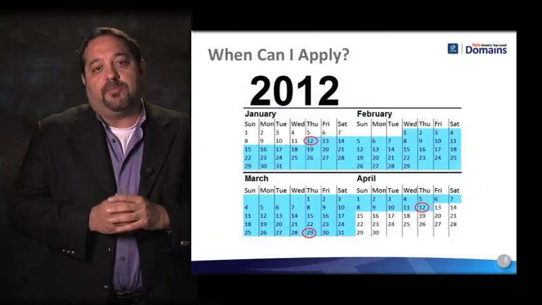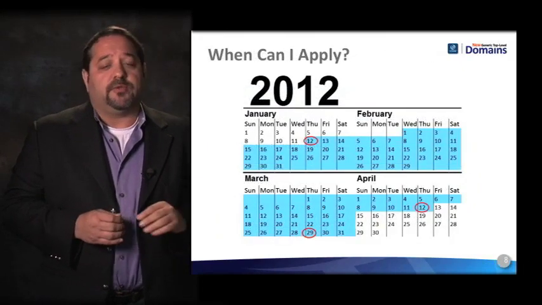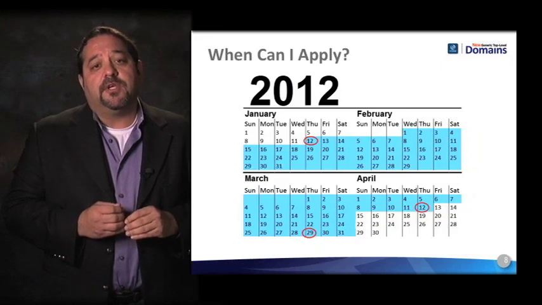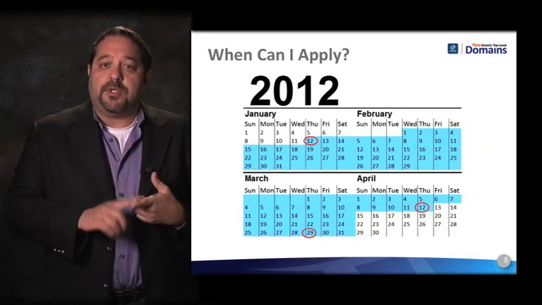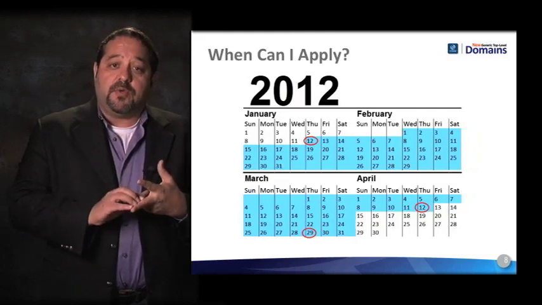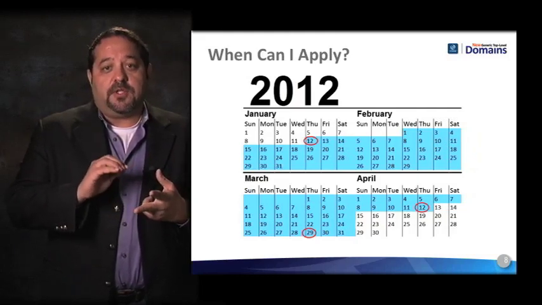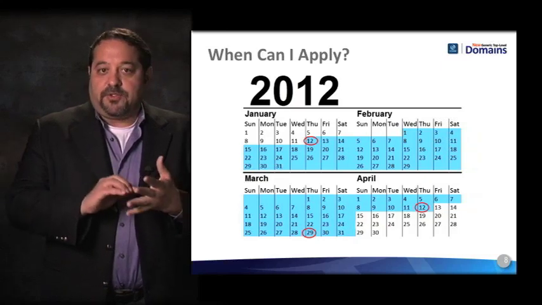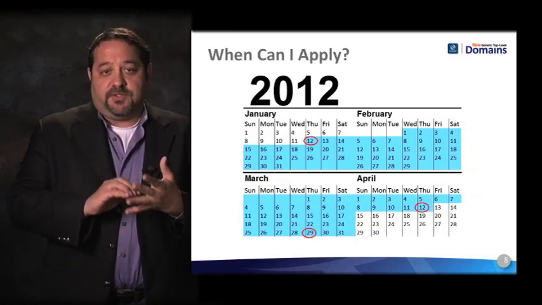So when can you apply? There are 3 critical dates that are highlighted here on this slide. The first is the application window is going to open on the 12th of January. The second is that the application window, which will last for 90 days, will close on the 12th of April. But critical within that timeline is the 29th of March.